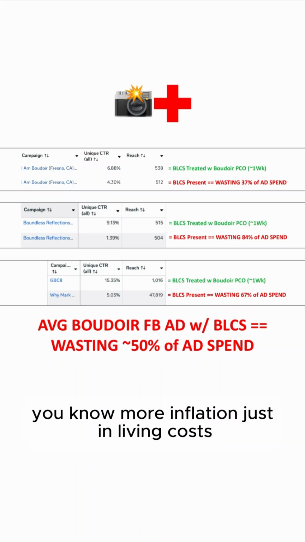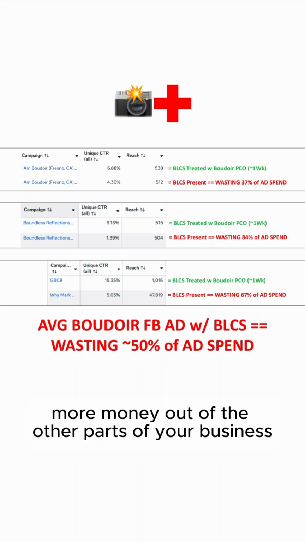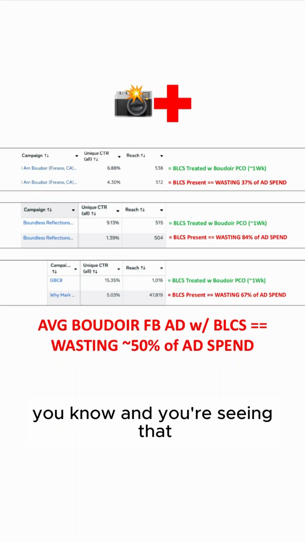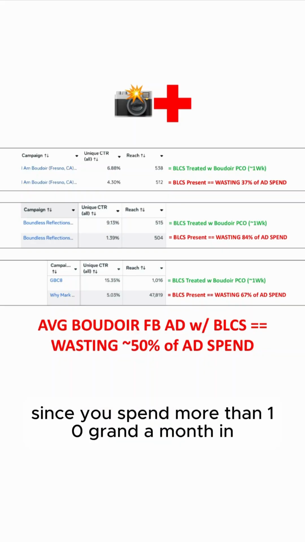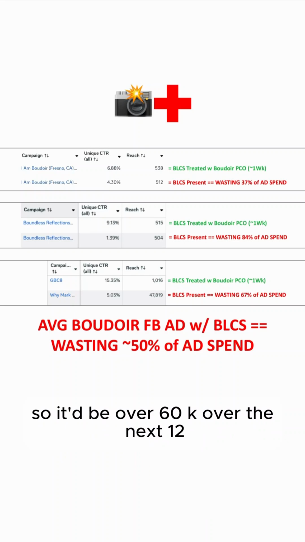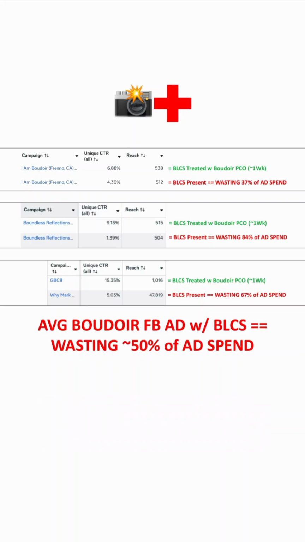You're seeing more inflation in cost of living, and you're optimizing, pulling more money out of the other parts of your business. Then you're seeing that since you spend more than 10 grand a month in boudoir Facebook ads, we can eliminate approximately 5K of that per month, put that back in your pocket, you no longer got to spend it. So it'd be over 60K over the next 12 months, approximately 60K over the next 12 months.